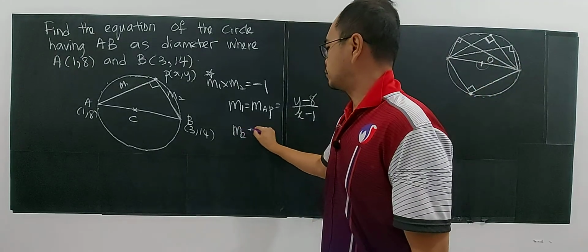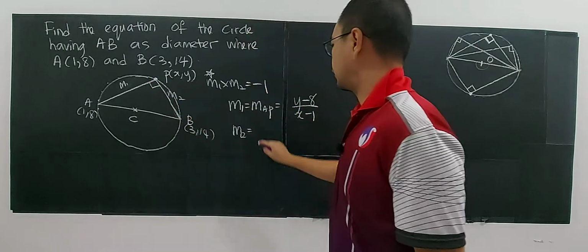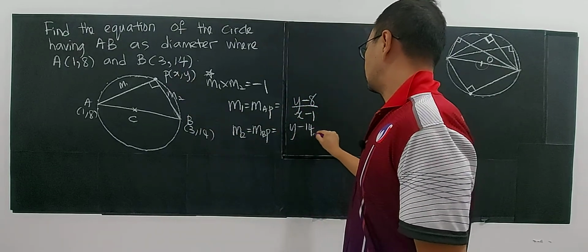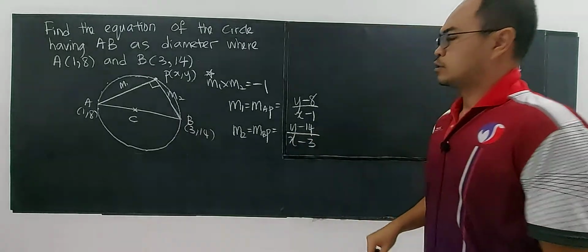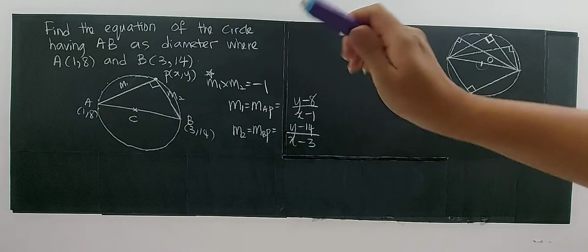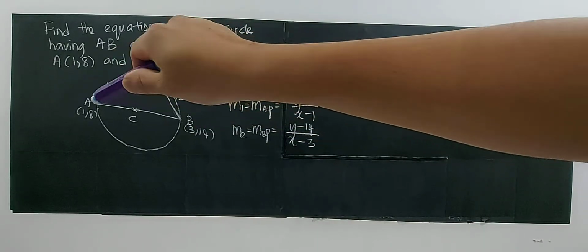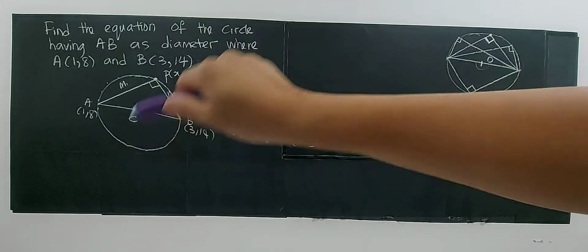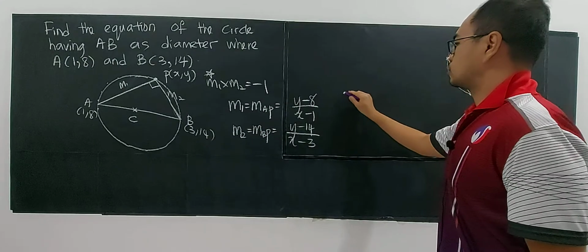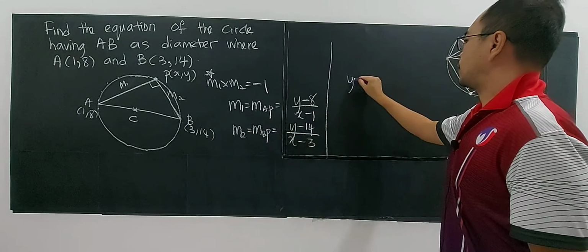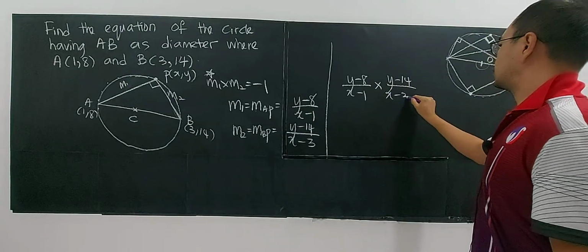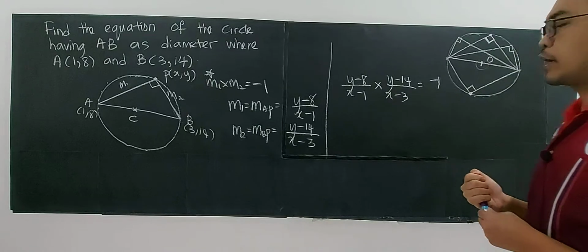Then you have the second gradient, which comes from these two points, B and P: y1 minus y2, so (y - 14)/(x - 3). For your information, if you multiply these two gradients, you get -1. Not always, but in this case, yes, because they are perpendicular to each other. This is a diameter, so when you move to a point anywhere around the circle, they form a 90 degree angle, a right angle triangle. This only happens when it is a diameter. So now I multiply M1 by M2: (y - 8)/(x - 1) times (y - 14)/(x - 3) equals -1. From here, you can get the equation of the circle.